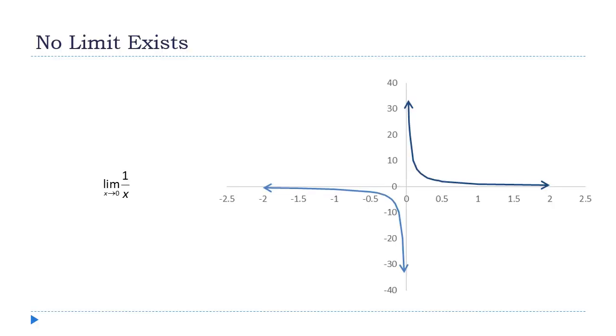Take a look at this function. Hopefully you've seen this one before, right? It's f of x equals 1 over x. What I want to do is talk about what the function is doing around 0. Again, obviously the function is undefined there, right? You can't divide by 0.